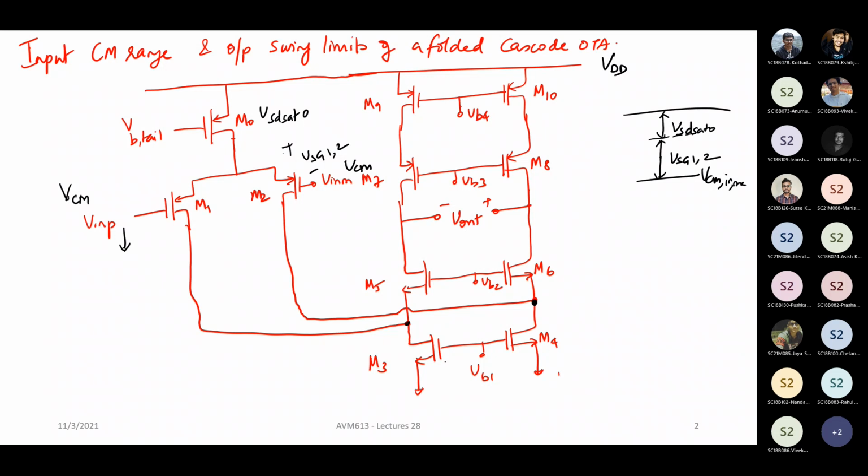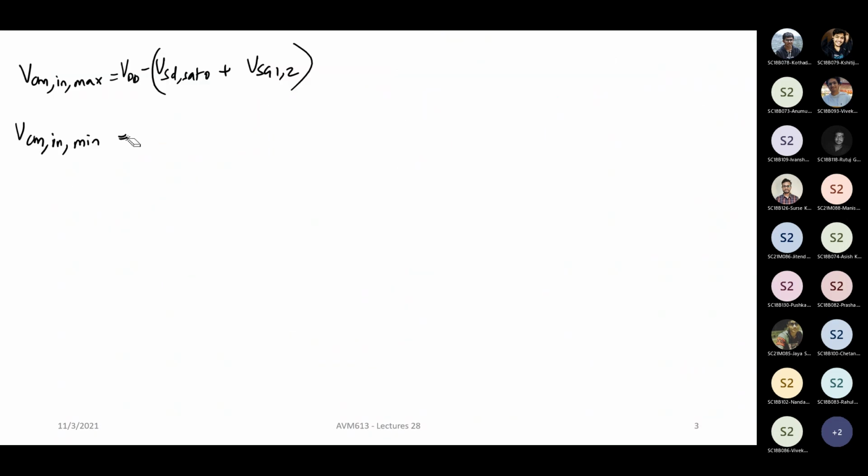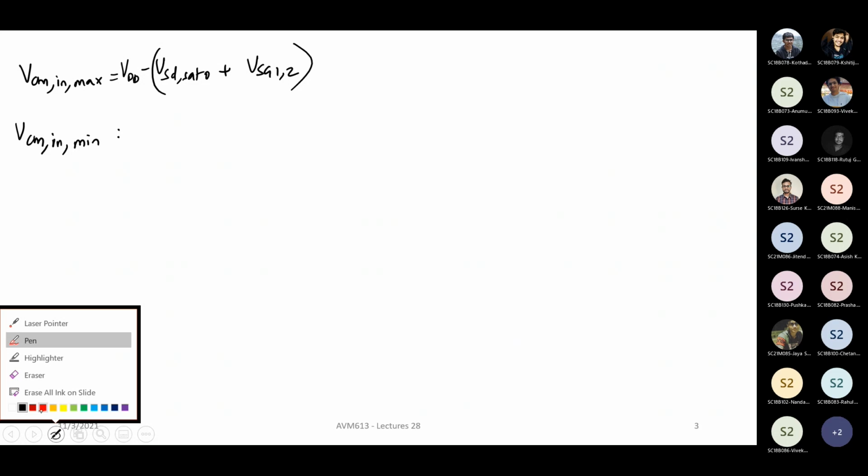basically your limit. So if you talk about the VDS, you want M1 and M2 to be in saturation, right? Because if you bring VCM down, your drain voltage should also fall down. If it doesn't fall down, then your VSD can be less than the VSG minus VTHP. So in order to derive this, let us just write that condition.